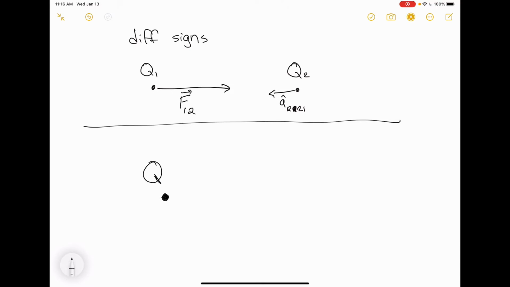And that brings us to the idea of a test charge. I'm going to use little q for a test charge. In your book they use q test, but that's a lot of extra writing. So little q is my test charge. The idea of a test charge is that it is so small that it doesn't cause anything else in the problem to move.